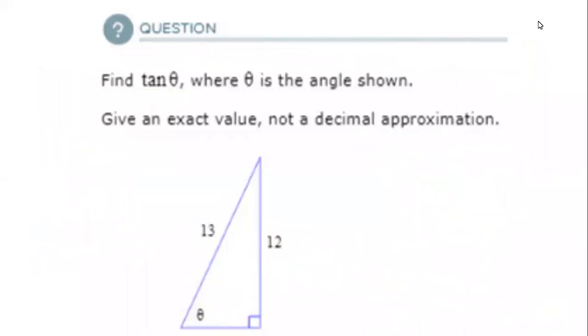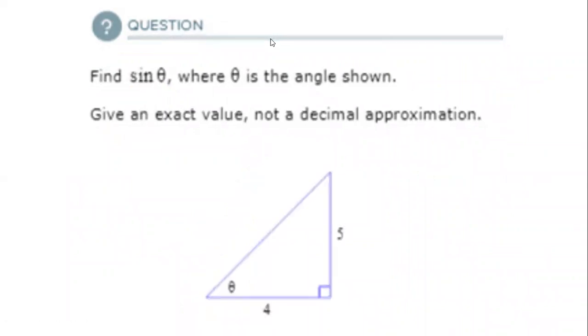Let's look at another problem. What you notice is that it's not always tangent that they're asking for. So we're going to just write a little refresher here.